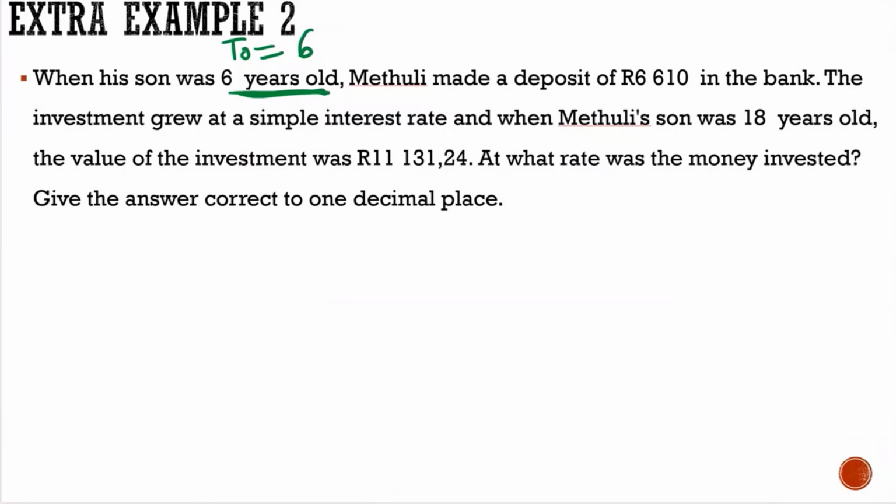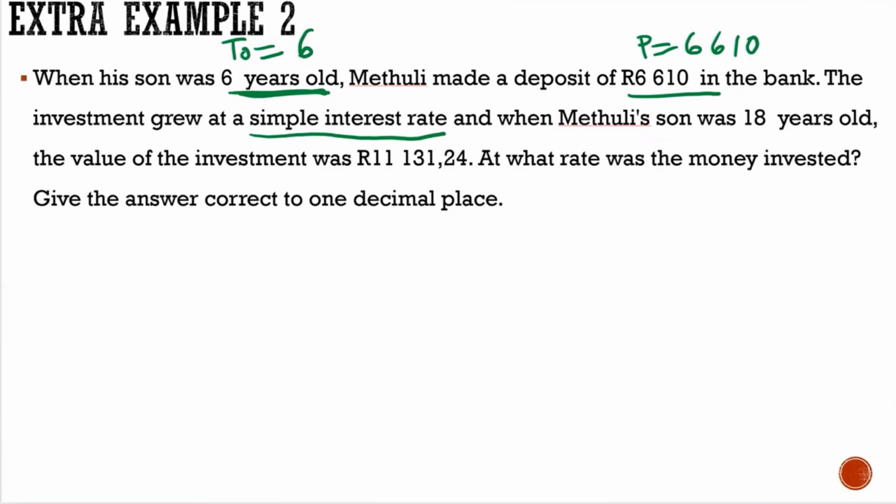Okay, so now at T0, we are also going to be drawing this in a timeline. You've got your T0, and then he made a deposit in a bank account. So this is your P. Your P is 6,610. The investment grew at a simple interest rate. We already know the kind of formula that you are going to get, because the context is self-explanatory. It tells you the formula that you need to use.